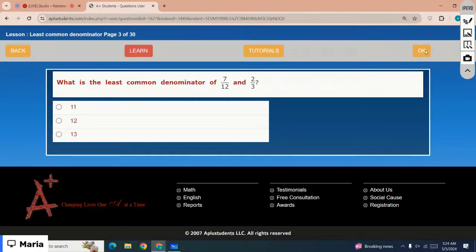The correct option is yes, that is 12 is the correct option.